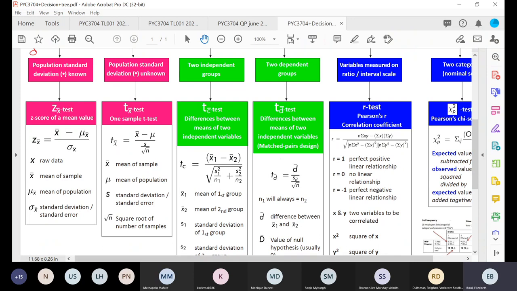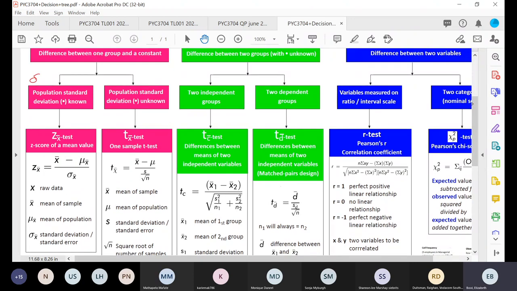So the most important thing is the population standard deviation for a group. That is the formula that you will use to standardize your mean scores: the sample mean minus the population mean, divided by the standard error. And remember the standard error here is the population standard deviation divided by the square root of n. They would have given you the population standard deviation. You must remember that.